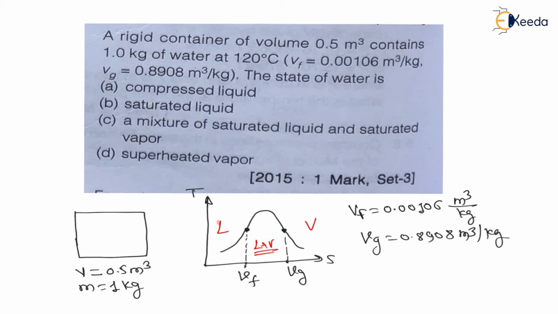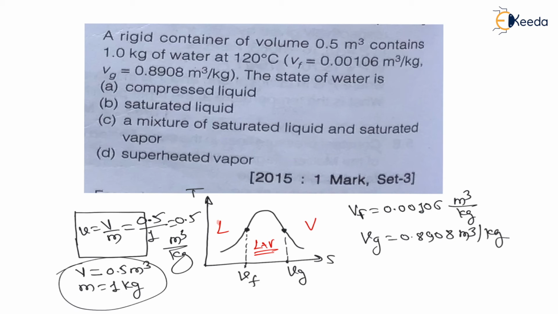Now my dear students, these are the specific volume values. Therefore for this vessel also calculate the specific volume. Specific volume is nothing but volume divided by mass. Therefore it is equal to the volume of this container 0.5 divided by mass 1. Therefore it is 0.5. The specific volume of this container will be 0.5 meter cube per kg. It has the unit meter cube per kg. Therefore the specific volume of the container is 0.5 meter cube per kg.